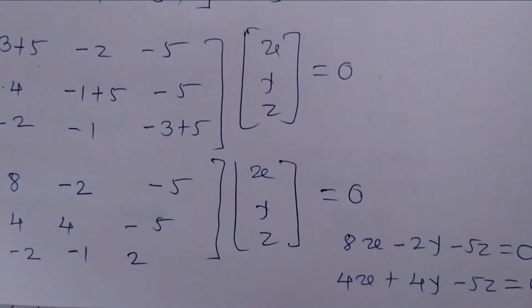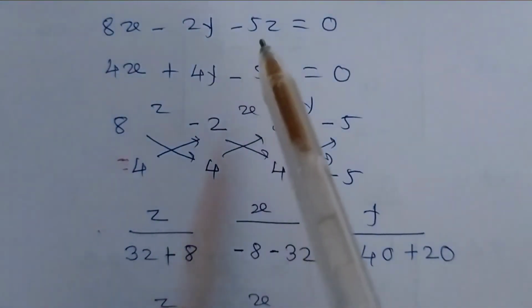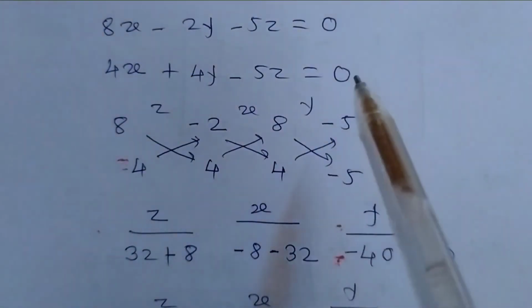The equations of this matrix are 8x minus 2y minus 5z is equal to 0 and 4x plus 4y minus 5z is equal to 0.